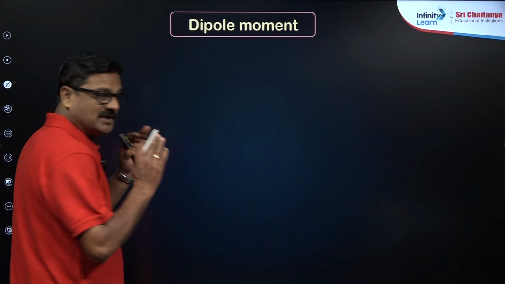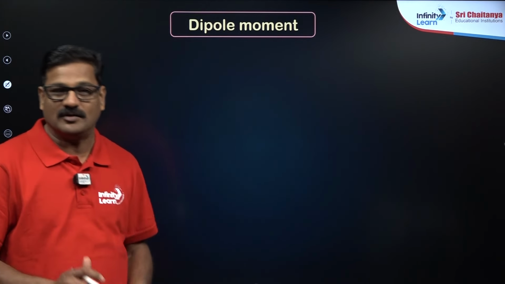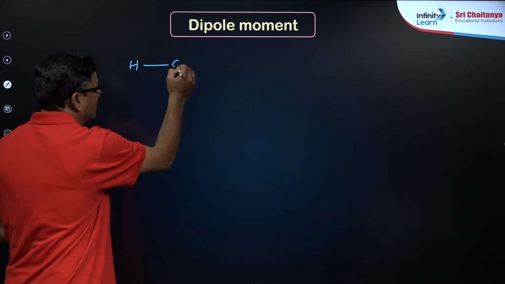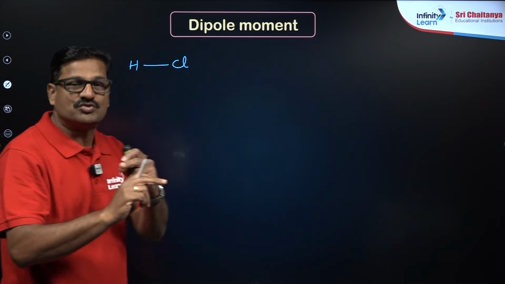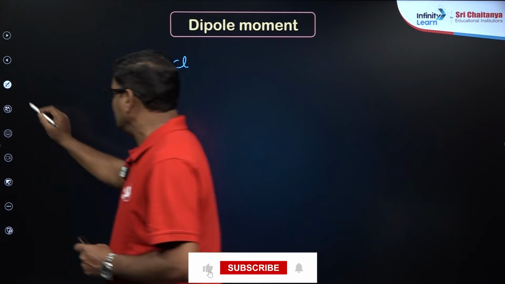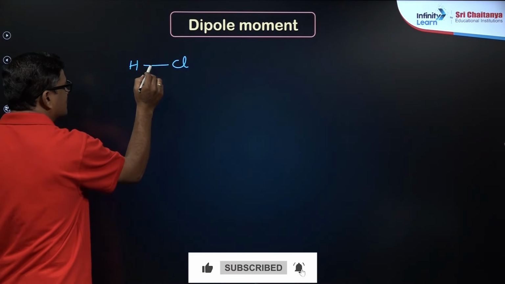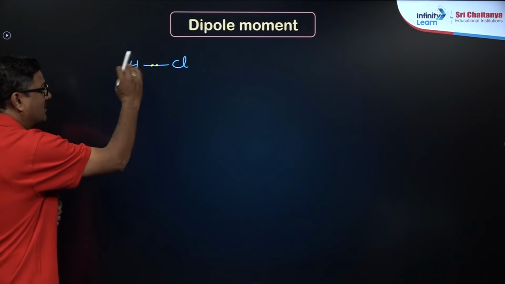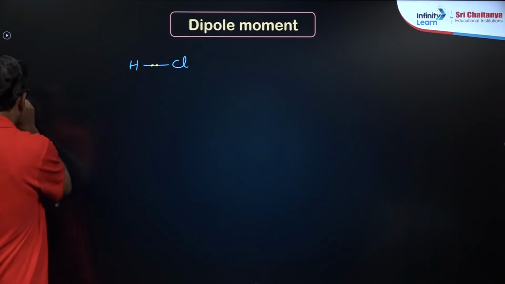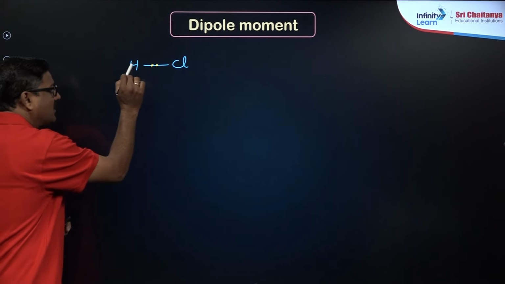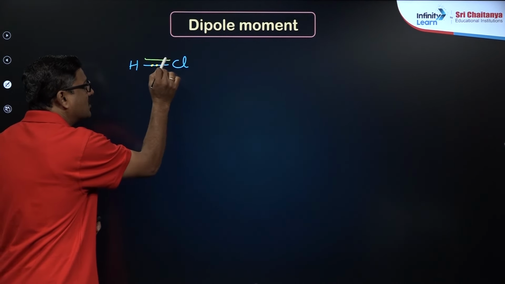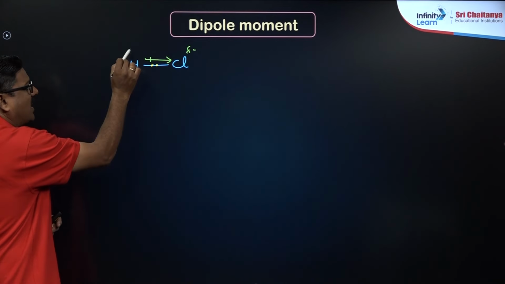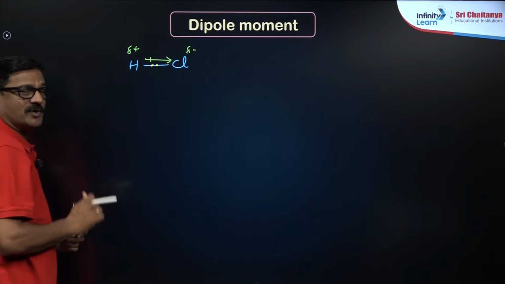Let's talk about a heteroatomic molecule, let's say hydrogen chloride. Hydrogen is bonded covalently with chlorine, so there is a mutual sharing of electrons. An electron pair is being shared between these two atoms. Because of the higher electronegativity of chlorine as compared to hydrogen, this electron pair is slightly shifted towards the chlorine. So chlorine gets a partial negative charge and hydrogen gets a partial positive charge.